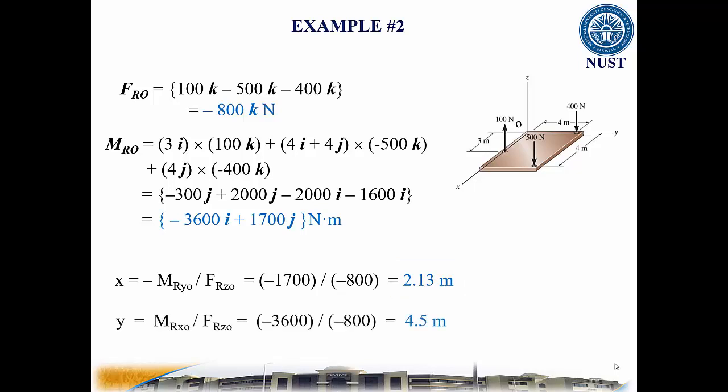Similarly, y can be found by dividing the resultant moment about the x-axis by the resultant force in the z direction, which yields the location of the resultant force in the y direction, 4.5 meters. This example concludes here.